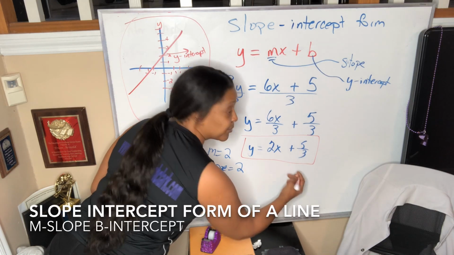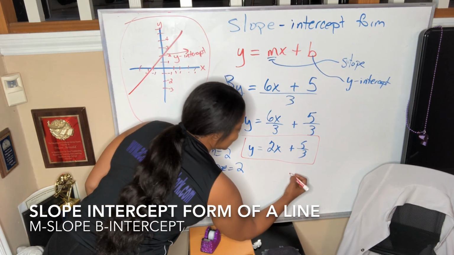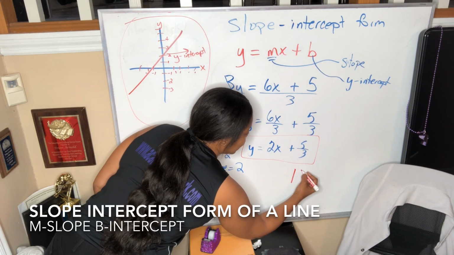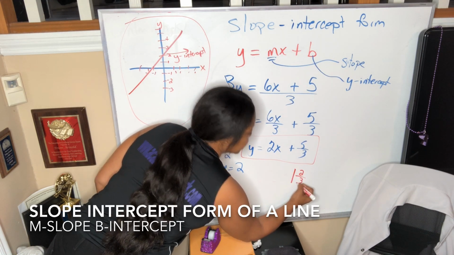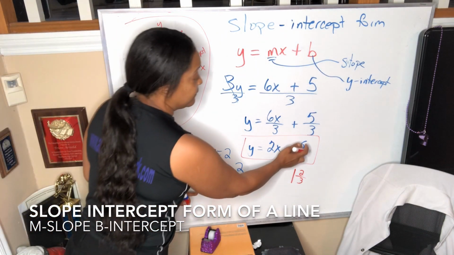What's 5 divided by 3? I told you don't be scared of fractions. You've been doing it since 2nd grade. 3 going into 5 how many times? 1. And you're left with how many? 3, 4, 5, 2. So 1 and 2/3. Simple. We're just dividing 5 by 3.